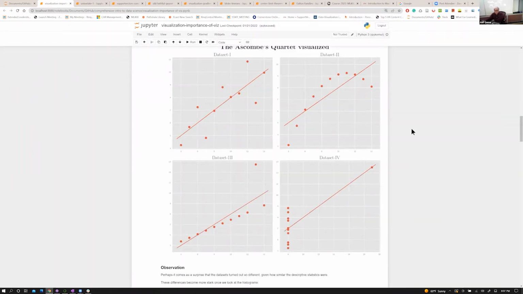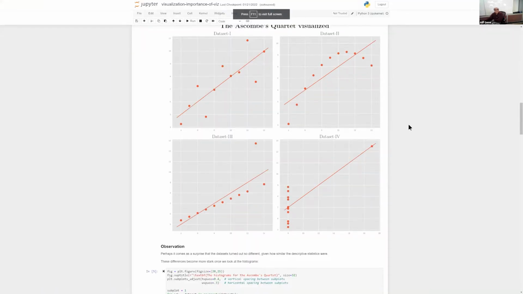Are we able to see this data on your screen? Data set 1, 2, 3, 4. Yes, very different. They're entirely different data sets. They are not just small variations on the same. They're describing different realities. If they are samples, they're sampled from different realities.